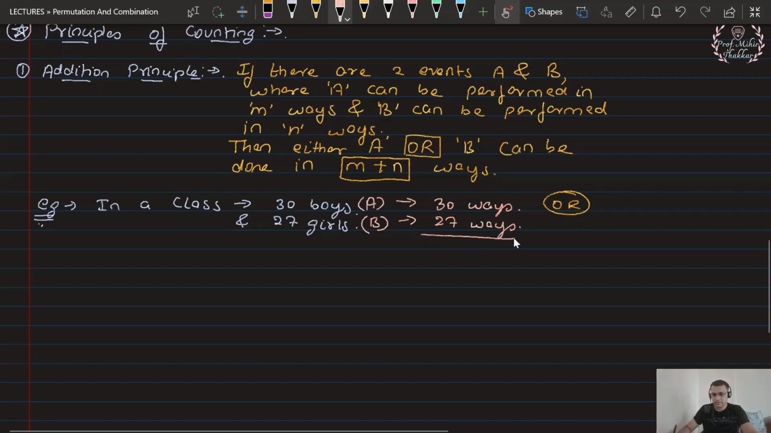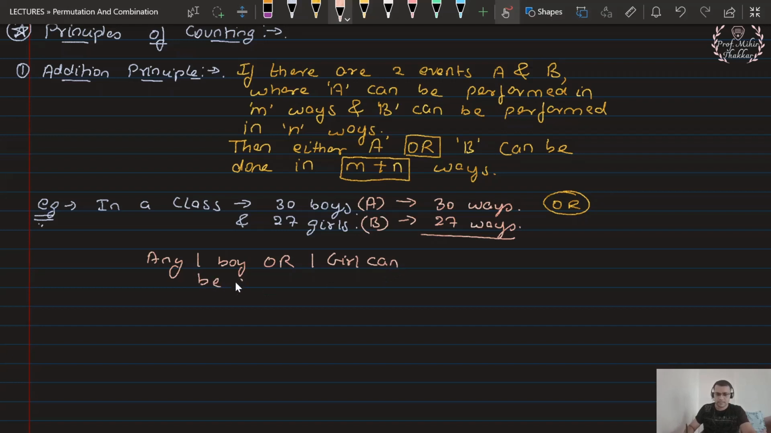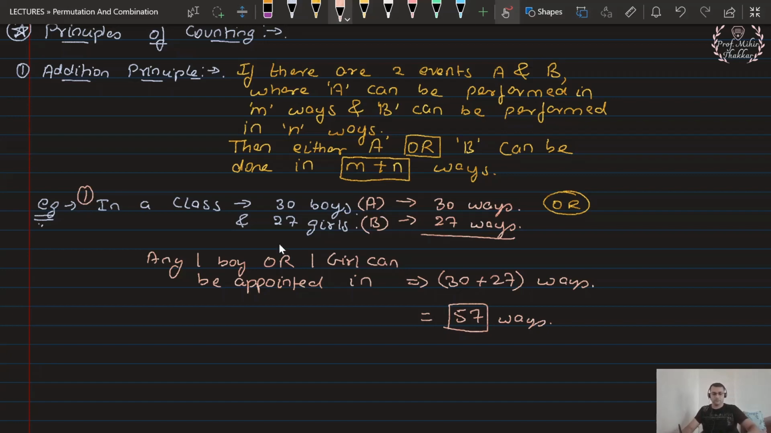So any one boy or any one girl can be appointed as a monitor in M plus N ways. So I will say any one boy or one girl can be appointed in 30 plus 27 ways, which is actually just 57 ways. That is example number 1. I'll give you one more example.